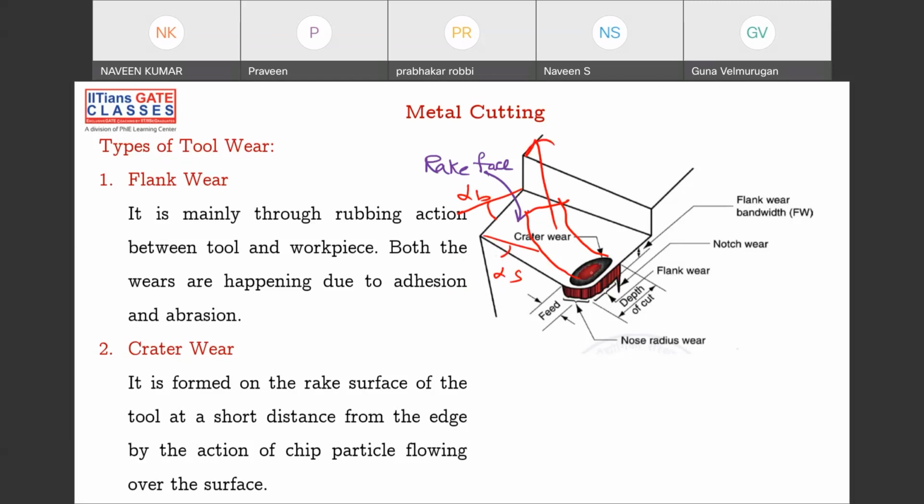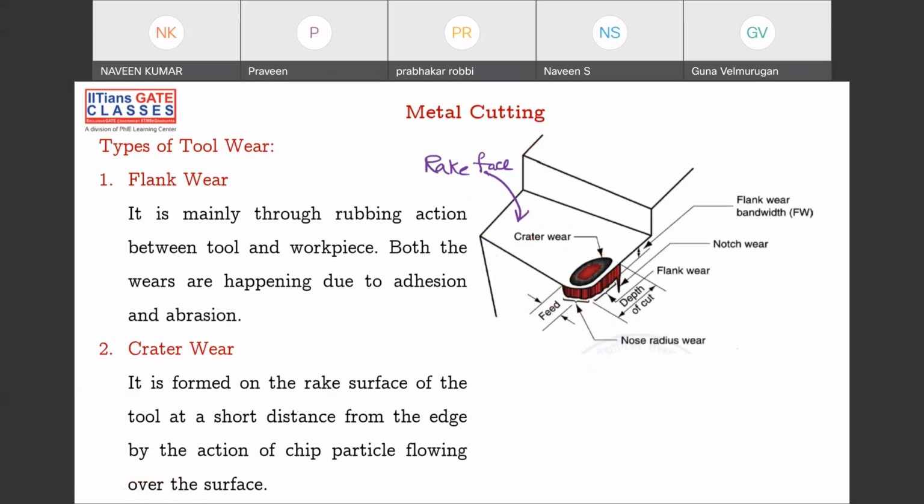As the chip is flowing, it will make some kind of indentation in this place, and that is what is called your crater wear. And this place, if you see, this will be your relief angle theta. And because of that, on this flank, this kind of wear will happen because the tool is rubbing off with the workpiece. Crater wear is happening because chip is rubbing off the tool. Flank wear will occur because workpiece is rubbing with the tool. That is what you have to understand here.